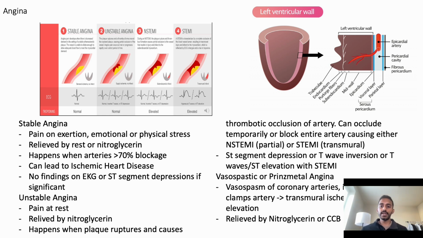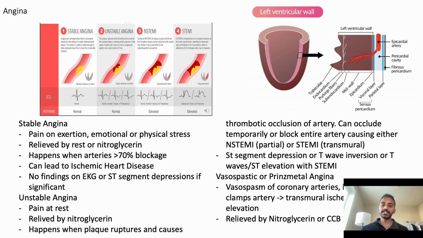So there are 3 types of angina: stable, unstable, and vasospastic. So stable angina is recurrent chest pain on exertion, emotional or physical stress that is relieved by rest or nitroglycerin. This happens when arteries have greater than 70% blockage. Can lead to ischemic heart disease. There are usually no findings on ECG, but can cause ST segment depression if significant.